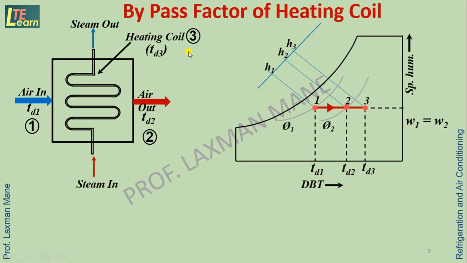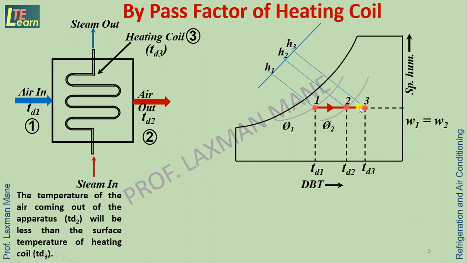Similarly, we can have the bypass factor of a heating coil. Here the air is passed over the heating coil. The heating medium used here is steam. So air inside is 1, air outside is 2. In this case, the temperature of the air coming out, TD2, will be less than the surface temperature of the coil TD3. This happens because of bypassing of the air.